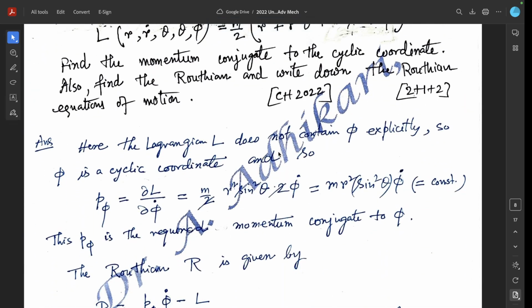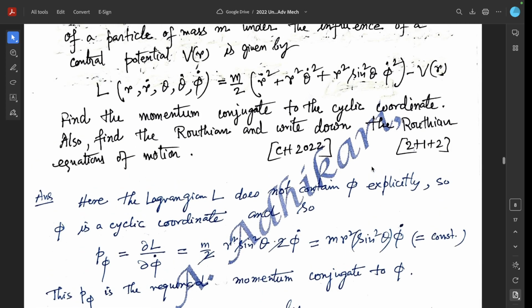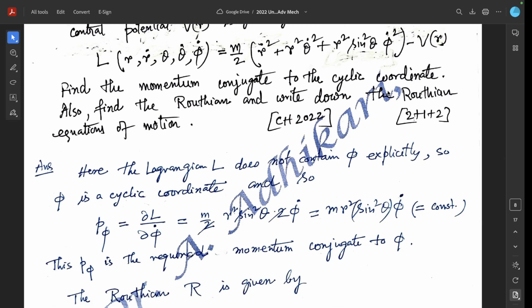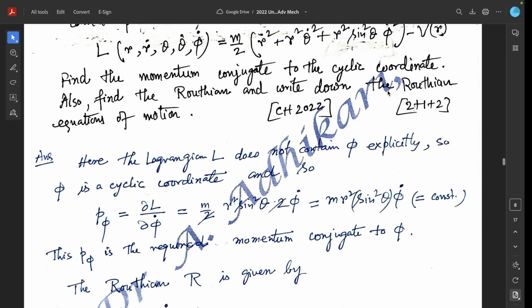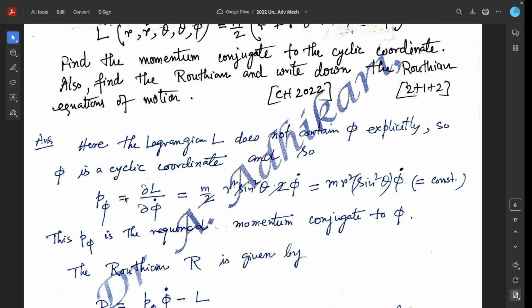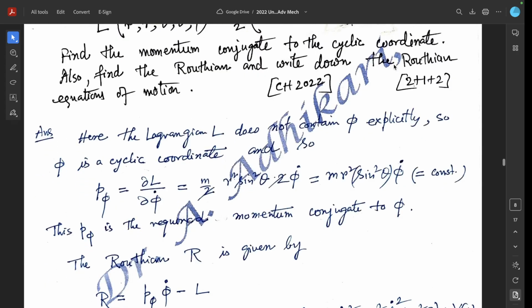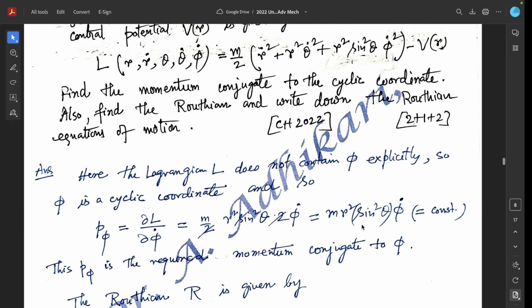Here the Lagrangian L does not contain phi explicitly. There are r dot, theta dot, but there is no phi, only phi dot. So phi is a cyclic coordinate. So p phi equals del L by del phi dot. With respect to phi dot, this term gives m by 2, r squared sin squared theta, 2 into phi dot. So we get this conjugate momentum p phi corresponding to the cyclic coordinate phi. This is a constant, we know this.